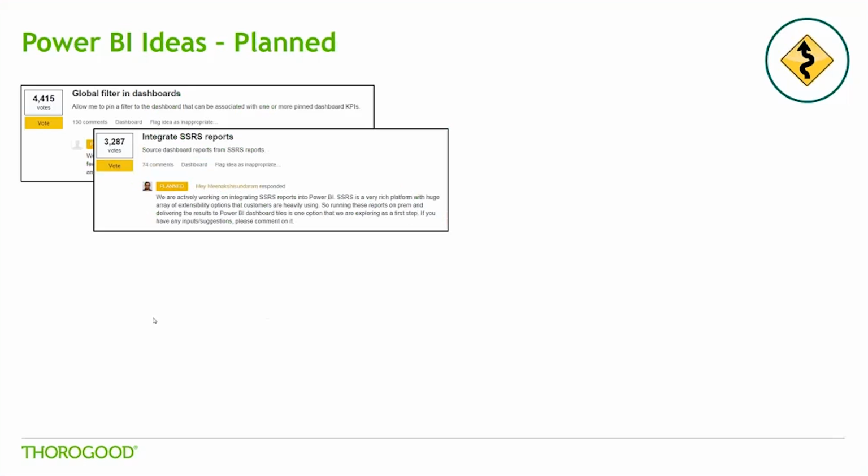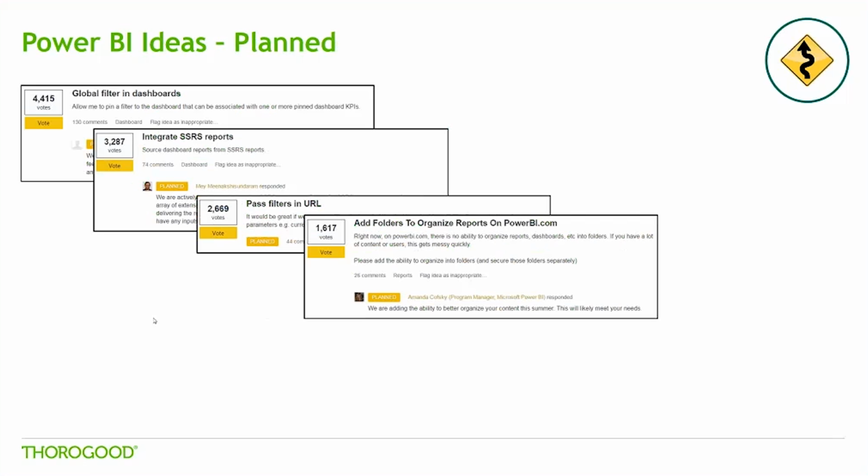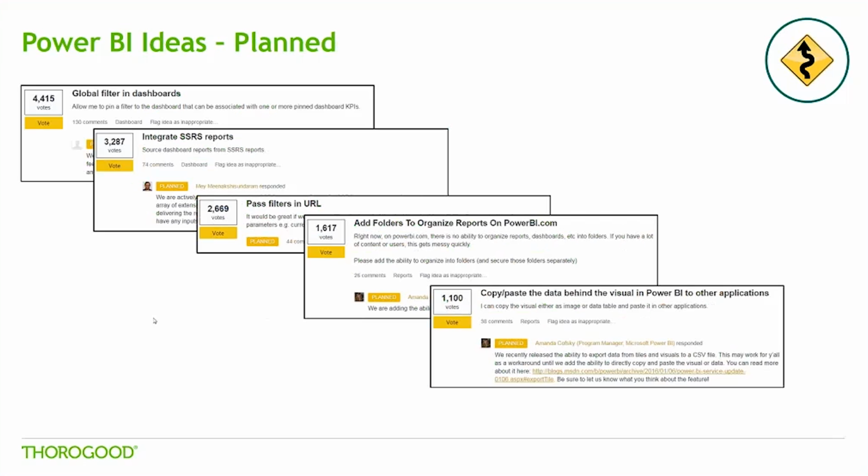Here are some examples that Microsoft have planned to do, but not yet started on, so might be expected in later releases. Global filters and dashboards. The ability to integrate SQL Server Reporting Services reports into Power BI, alongside the Power BI content. Being able to pass filters to the URL to control your online dashboard via URL parameters. Folders to organize content. And the ability to copy and paste data to other applications.